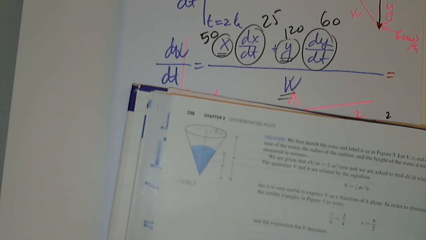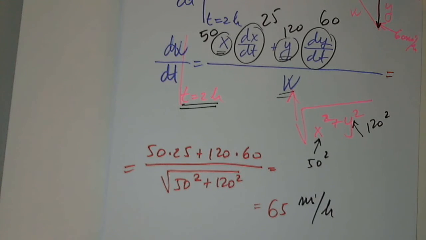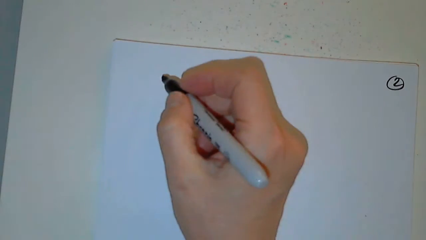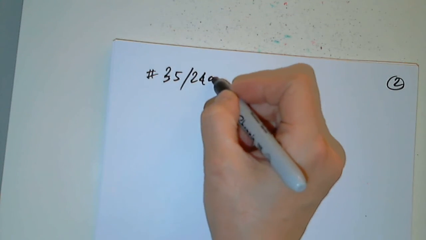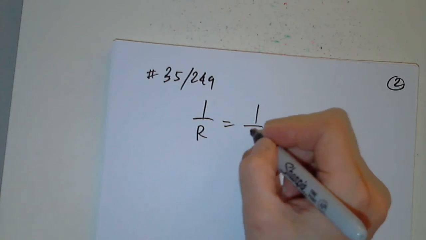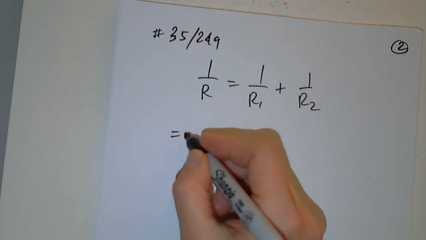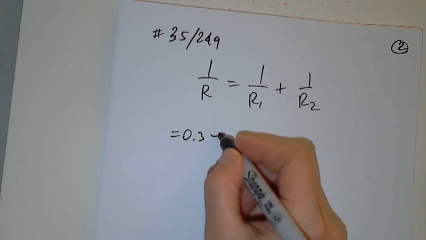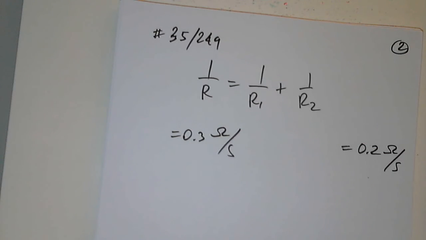Okay. Would you like to look at this problem? Is this okay? Perfect. Something connected to physics. So this is problem 35 on page 249, and we have 1 over R equals 1 over R1 plus 1 over R2. We are told 0.3 ohms per second, and we are also told 0.2 ohms per second. Can we zoom out? Of course. Yes, sorry.